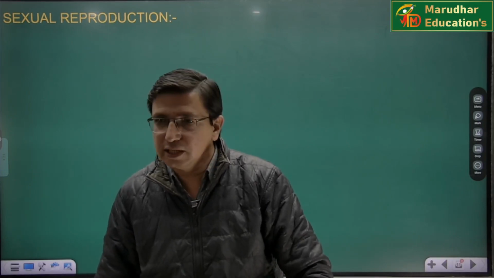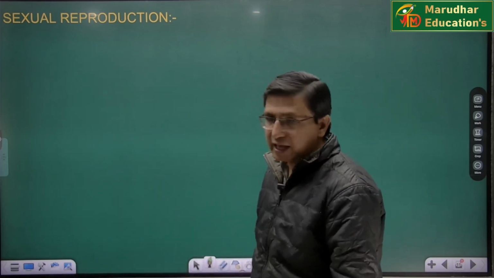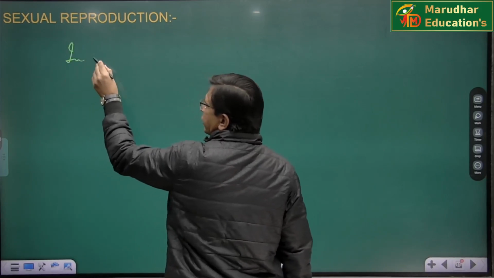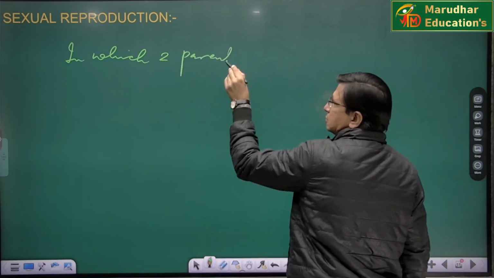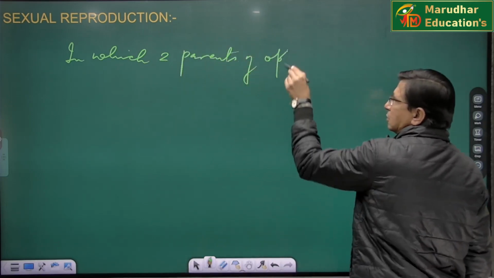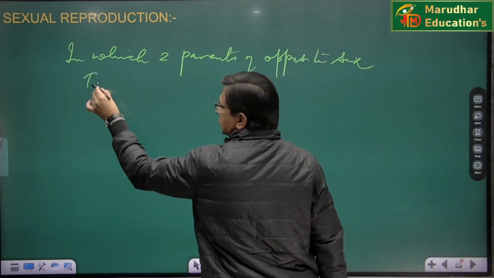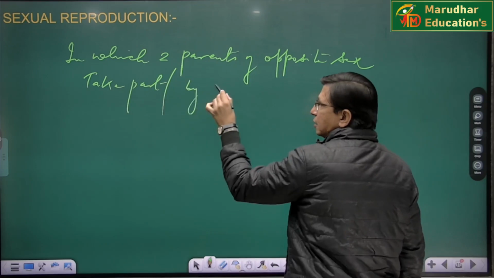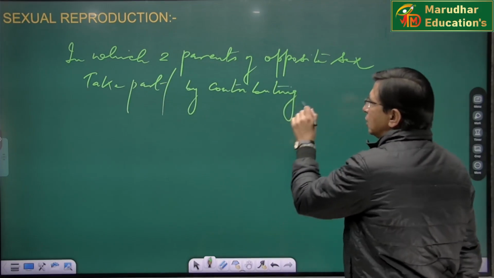See, if you have understood asexual reproduction, you are able to speak about what? Sexual reproduction. Asexual reproduction has a single parent, but sexual reproduction is one in which, instead of one, two parents of opposite sex take part. And how do they take part? By contributing gametes.